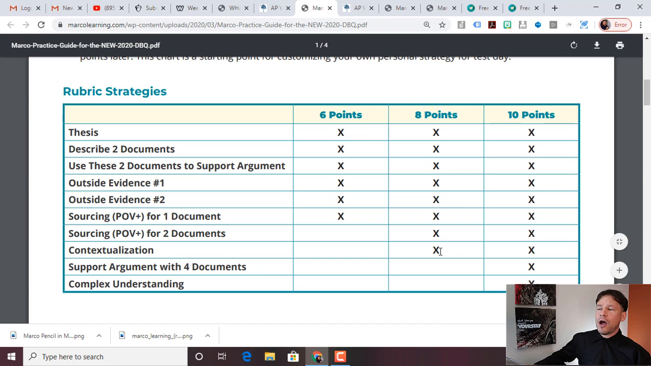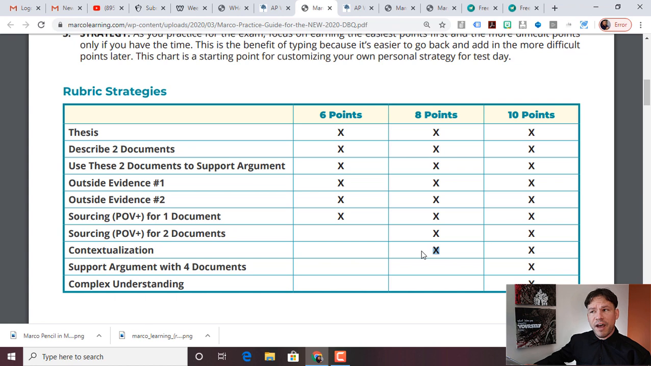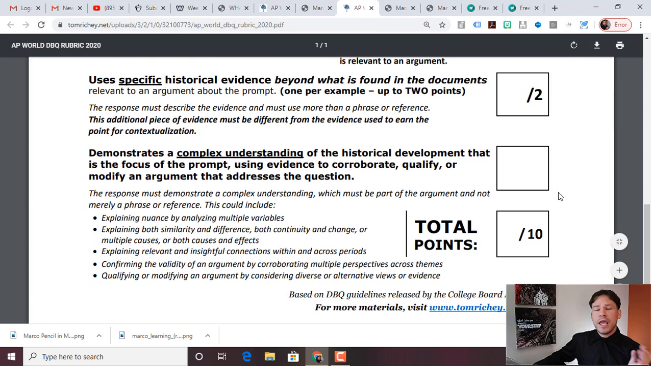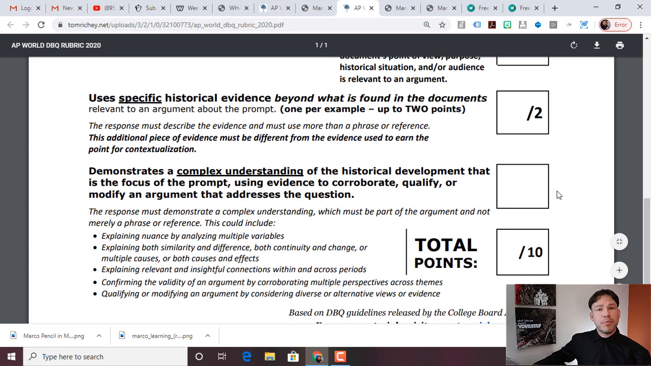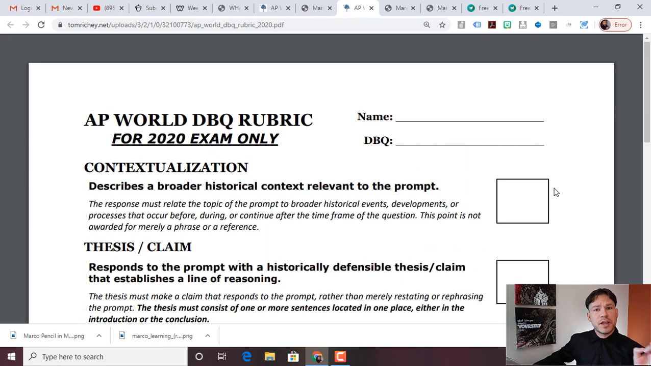Now again, I also say, as I've said before, consider writing your contextualization last. Write your thesis, write your body paragraphs. Typically 2 body paragraphs is going to be sufficient on this 45-minute exam, and then go back up to the top and write your 3 content-rich sentences for contextualization. Now, what we also see here is that complex understanding is the same as it always is. So the complex understanding point has not changed at all. Neither have the contextualization or thesis point.